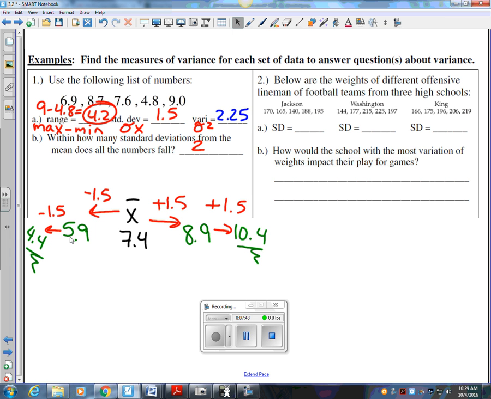Okay. Below are the weights of different offensive linemen at football teams from 3 different high schools. You've got Jackson, Washington, and King. What do you think SD stands for? Standard deviation. So I've got to do Jackson, Washington, and King. Can I do it all at the same time in my calculator? No, you've got to do one at a time. So go ahead and do that. Start with Jackson. Type them in.